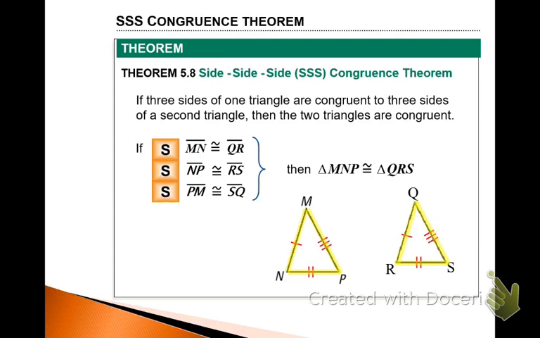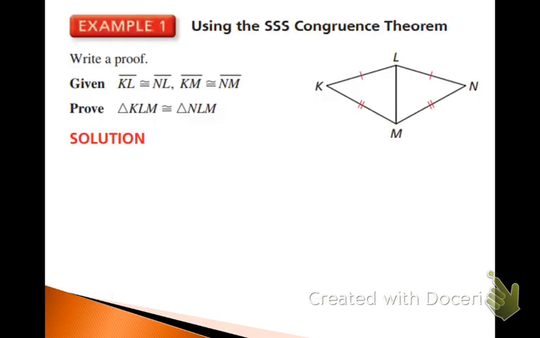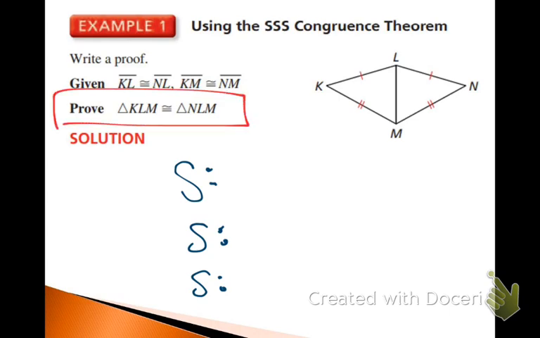If at any point in time this is too quick for you, always hit pause and give yourself some time. Alright, but we're going to move on to our first example. It says write a proof. We're trying to use the side, side, side congruence theorem. Alright, so let's see. We need a side, and a side. If you look, we're trying to prove that two triangles are congruent. We're trying to prove that KLM and NLM are congruent to each other.